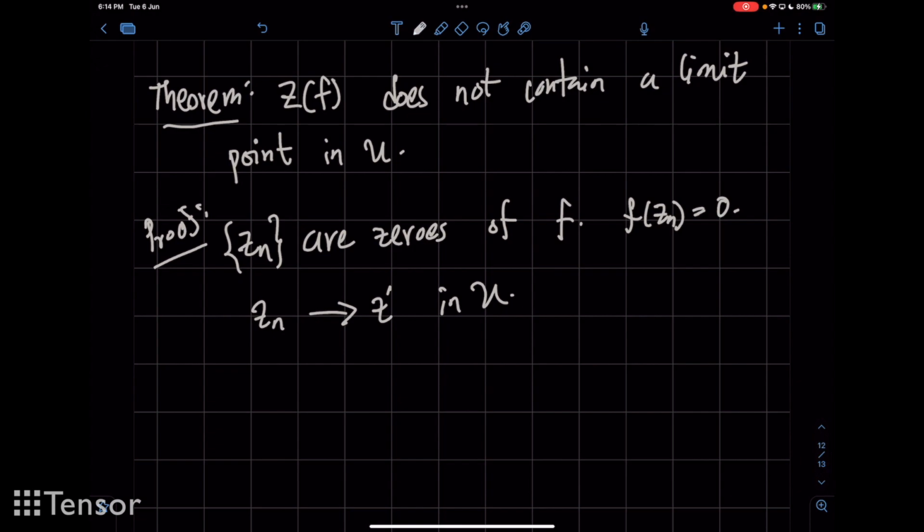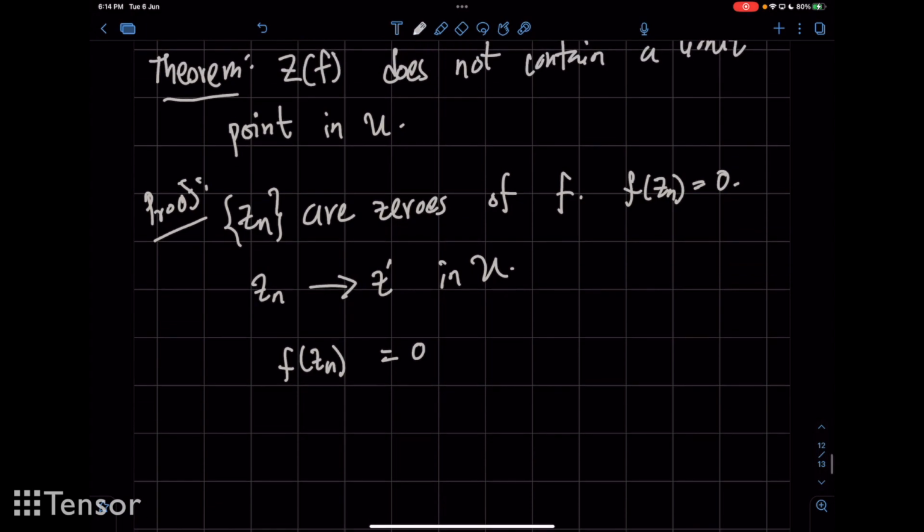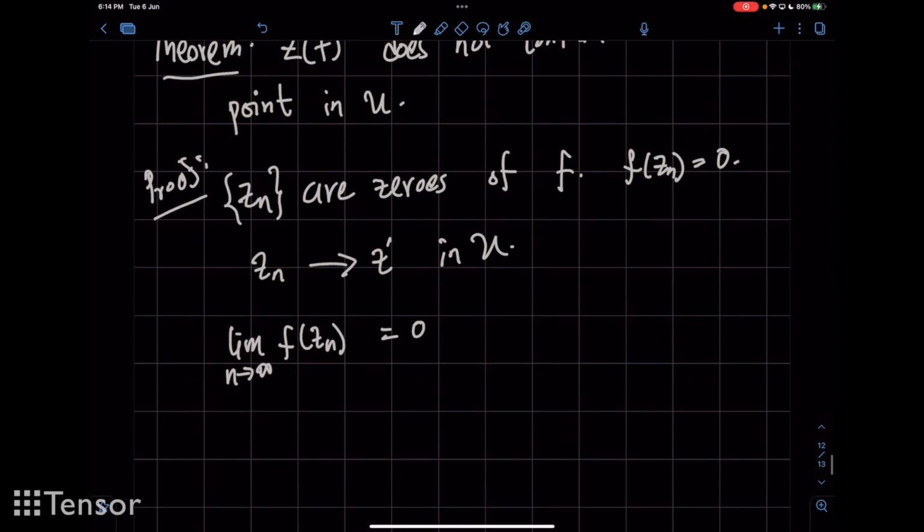Okay, now we know that f of Zn equals 0, right? Because all the Zn are taken from the zero set of f. Then we can take the limit as n tends to infinity, so that limit is also 0. Since f is holomorphic, it needs to be continuous, so we can take the limit in front of the function. So we have f of the limit of Zn equals 0.